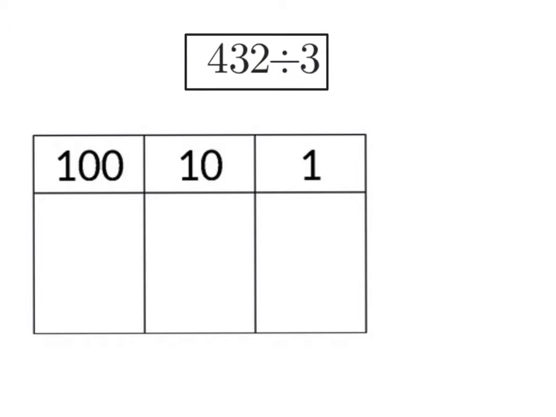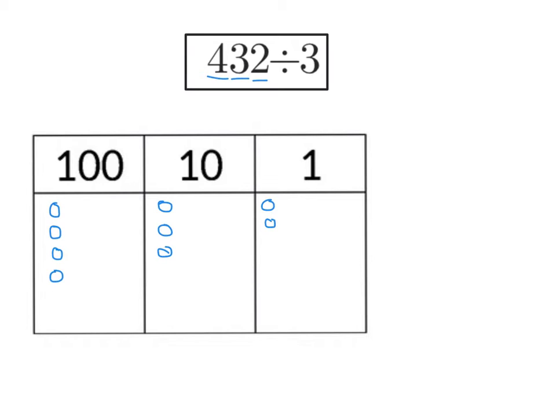In this video, I'm going to explain to you why bus stop method, or short division, actually works. So I want to do 432 divided by 3. I've got a place value table here with my hundreds, my tens and my ones. I've got 400, so I'm going to draw 4 circles representing the 400. I've got 3 tens, 30. And I've got 2 ones.